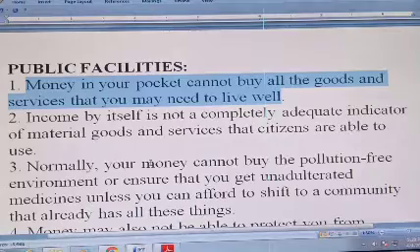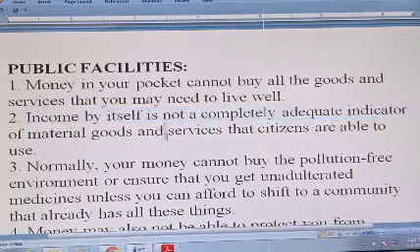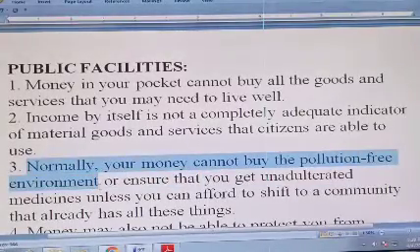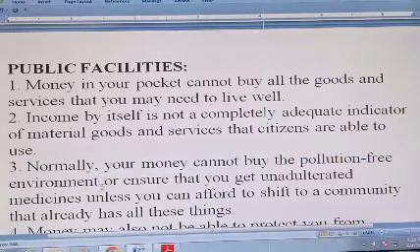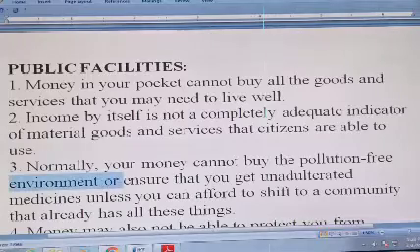Income by itself is not a completely adequate indicator. We have discussed in the first video that income is not the only thing that people want. Except income, people need many more things, like indicators of material goods and services that citizens are able to use. See, normally money cannot buy a pollution free environment. Can money buy it? No. But due to the coronavirus, the environment is so clean now, right? So continue with the chapter.